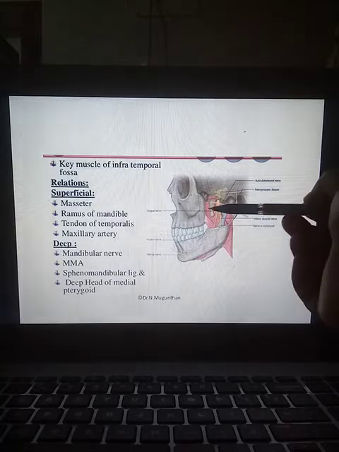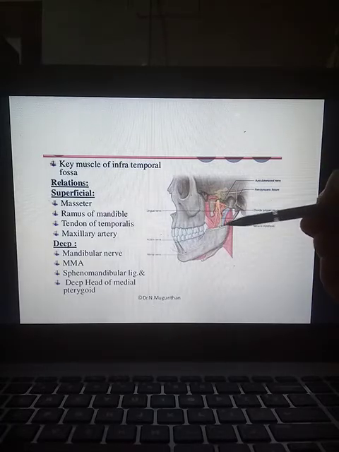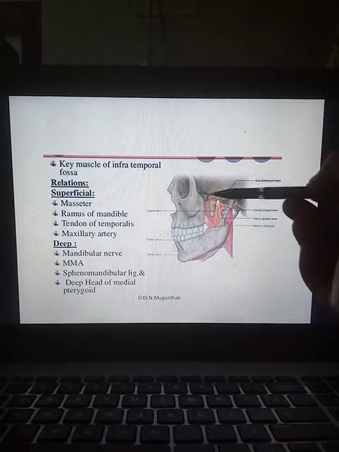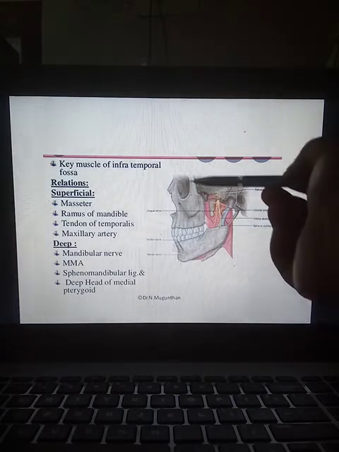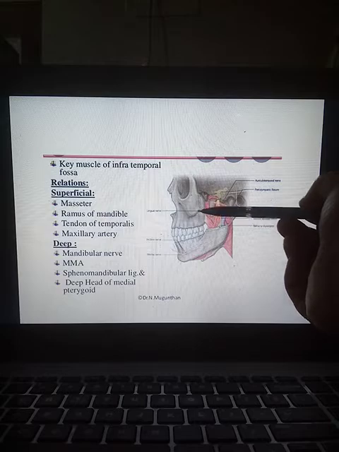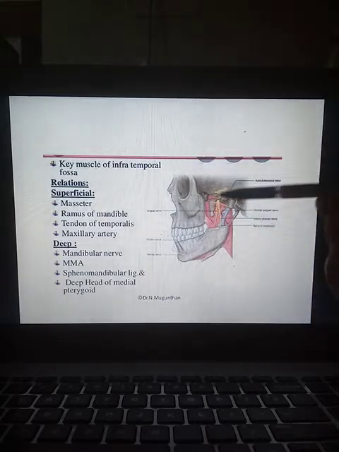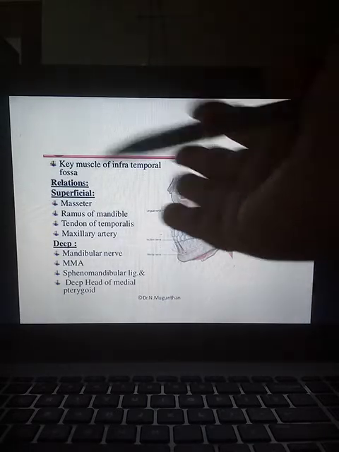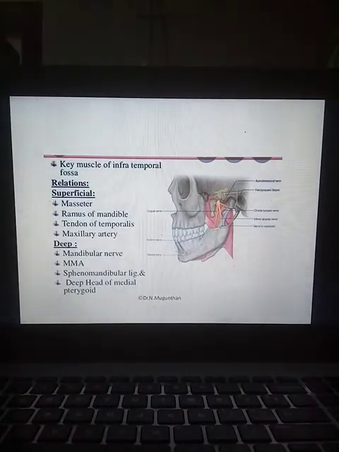We have removed the ramus. Fine. उसके ऊपर masseter muscle वो भी हटाया. Then you have the tendon of the temporalis muscle, वो भी हमने उठाया. फिर नीचे से यहाँ पे एक और structure होगा, maxillary artery. ठीक है, ऐसी जाती है वो maxillary artery. These are the superficial relations.